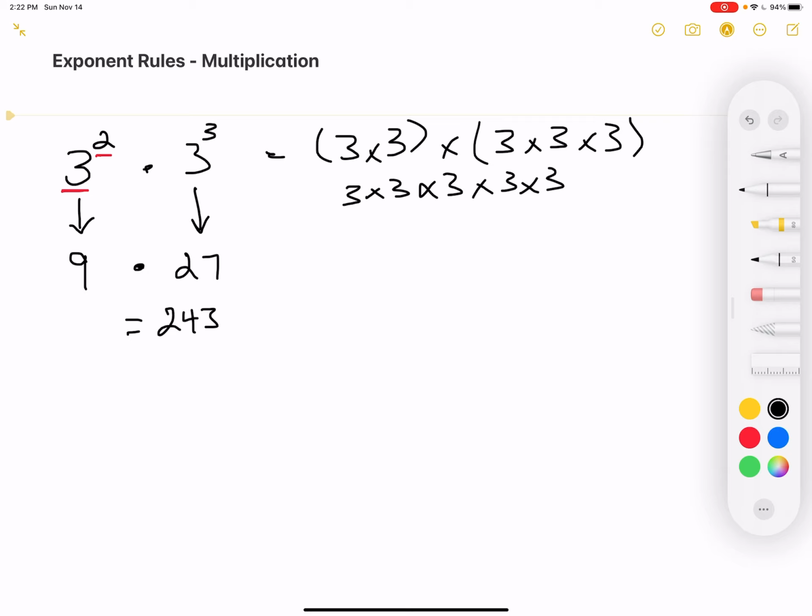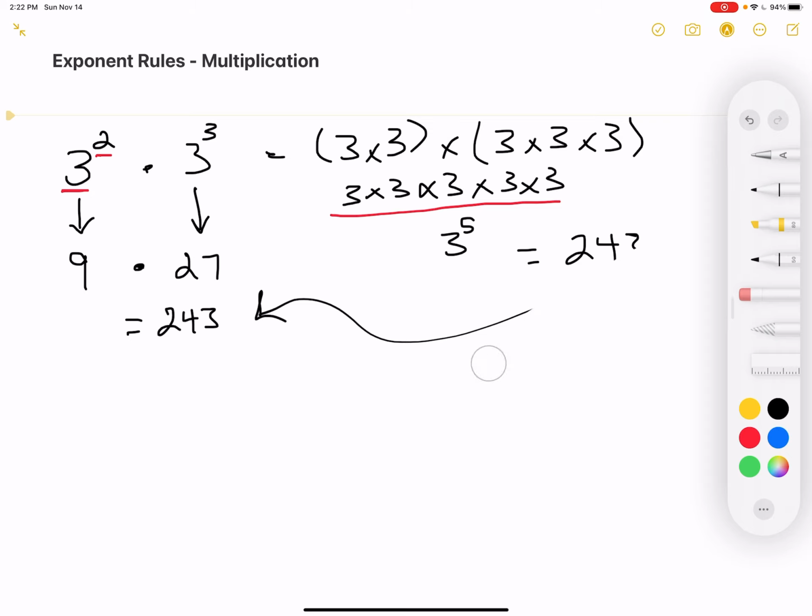We've seen questions like this before, right? So we count up our 3's here. There's a total of 5. So we can say this is equal to 3 to the 5th power. Again, if we were to use our calculator to solve this, type in 3 to the 5th power, we're going to find that it is 243, which is the same answer we got before.